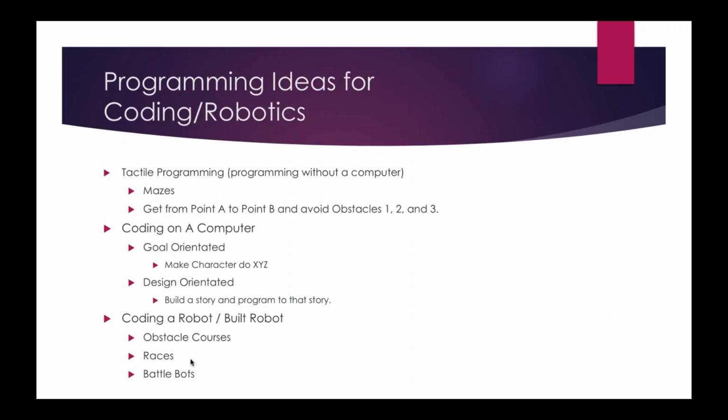In terms of coding a robot or building a robot, the three main activities are building an obstacle course, so building a course that lets people navigate through it, avoiding obstacles, going up and over bridges, whatever it may be. The other one is doing races, so letting people see how fast they can get their robot through a course that they built. Or everyone's personal favorite, BattleBots, which is back on TV. And so building a robot and having it battle another robot.